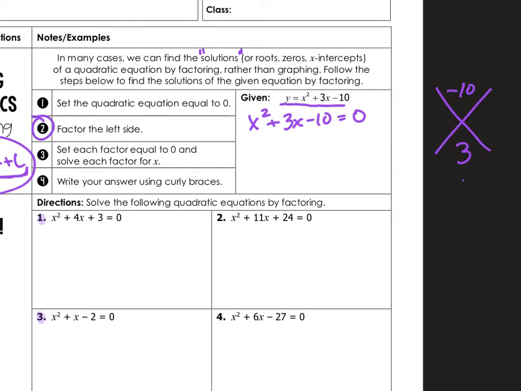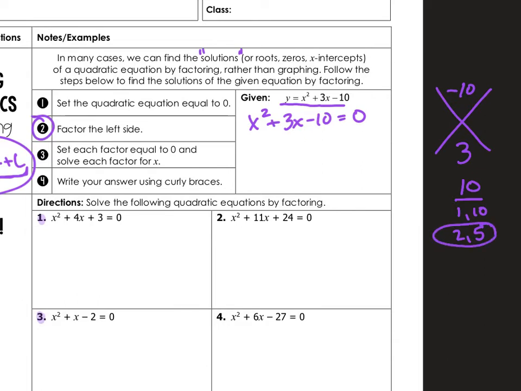Now I need to find factors of 10 that are going to have an addition or subtraction that results in 3. And so for this I can think, oh, 1 and 10, 2 and 5. And there aren't really any others, so it looks like 2 and 5 is it. I want 2 and 5 to come out to 3.